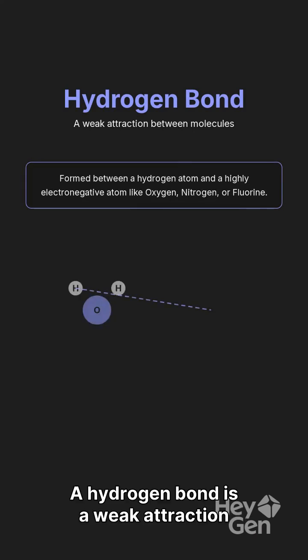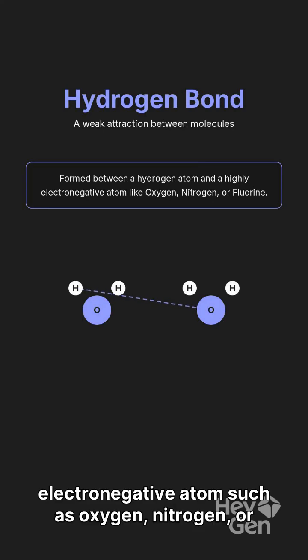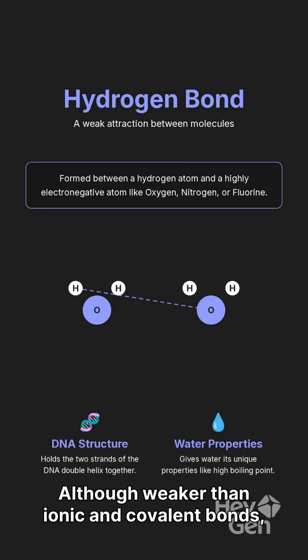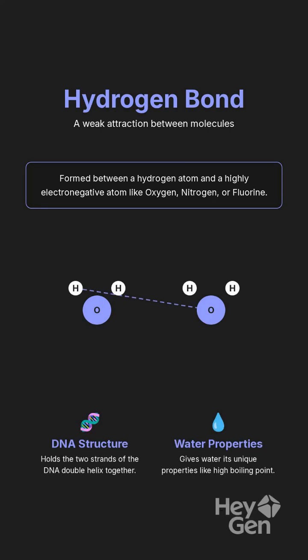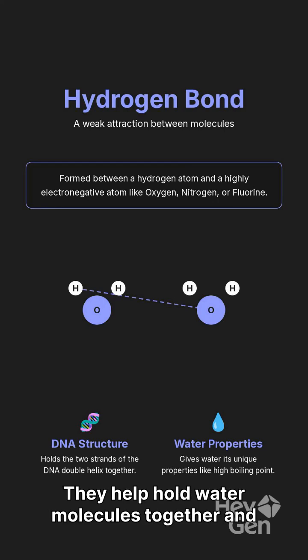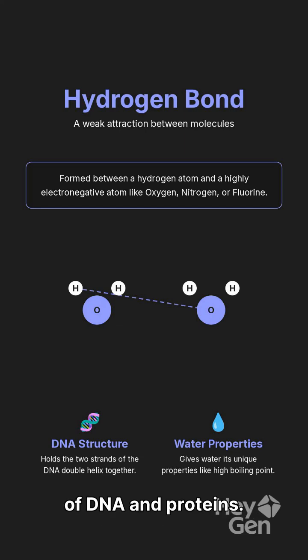Another important bond is the hydrogen bond. A hydrogen bond is a weak attraction between a hydrogen atom and a highly electronegative atom such as oxygen, nitrogen, or fluorine. Although weaker than ionic and covalent bonds, hydrogen bonds are very important in nature. They help hold water molecules together and play a crucial role in the structure of DNA and proteins.